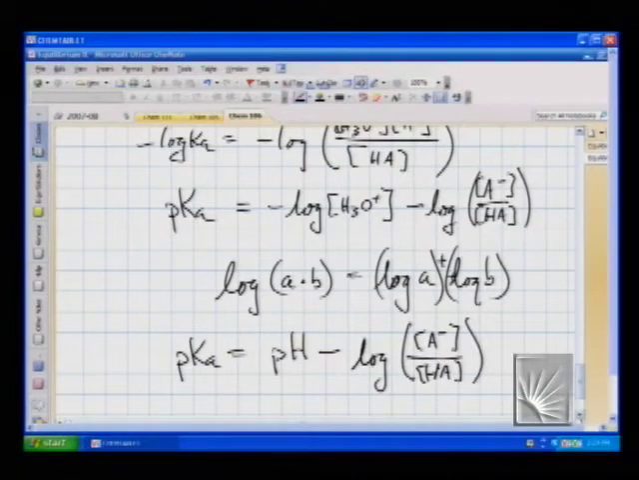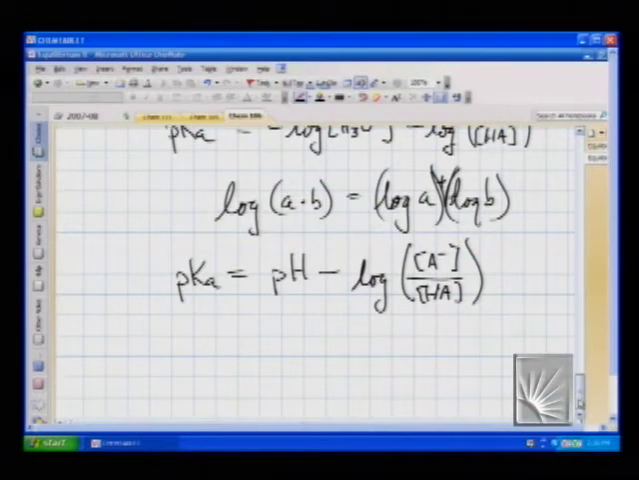Sorry, there should be a plus sign in there. I knew I was supposed to have it in there and I just took it out for some reason. Log of A times B is equal to the log of A plus the log of B. Sorry, I knew that was supposed to be in there and I'm correcting myself as I'm going.